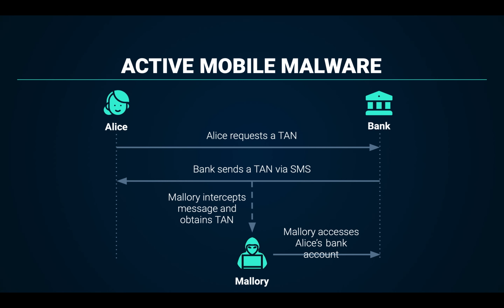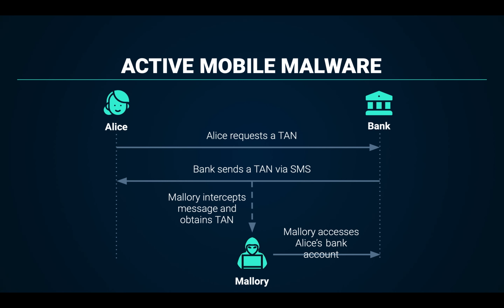Based on its attacking strategy, mobile banking malware can be categorized into two types, active and passive malware. The active malware attack is designed to gain access to users' bank accounts by stealing the transaction authentication number from users. A transaction authentication number, or TAN, is a type of one-time password, or OTP, used by some online banking services to authorize financial transactions.